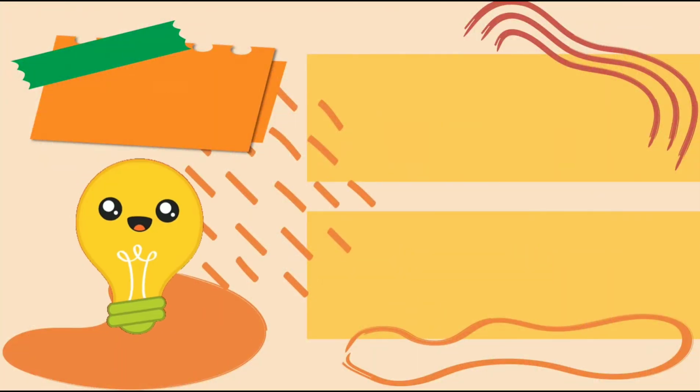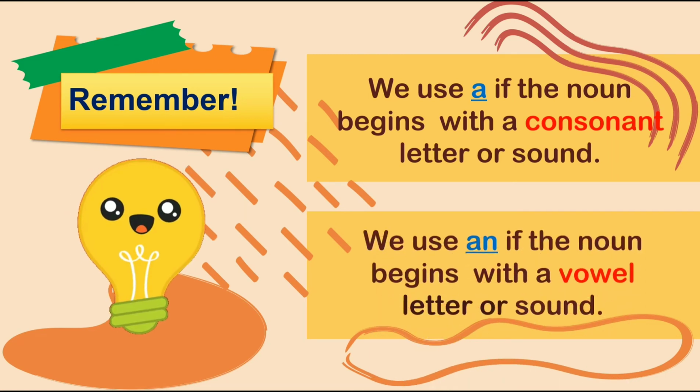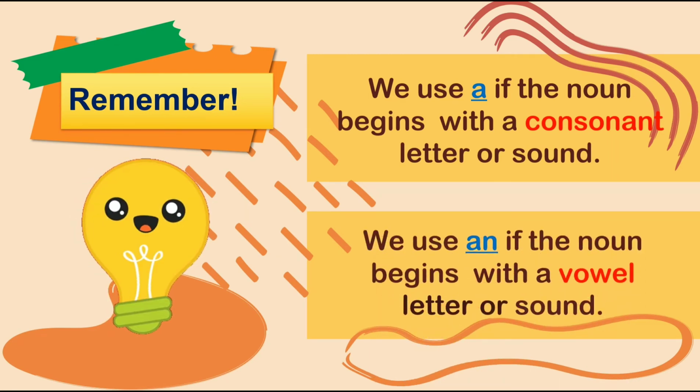Okay, kids, remember, we use the article A if the noun begins with a consonant letter or sound. For the article an, we use it if the noun begins with a vowel letter or sound. But also remember that these articles are used before a common singular noun.